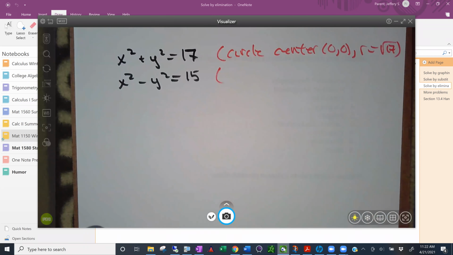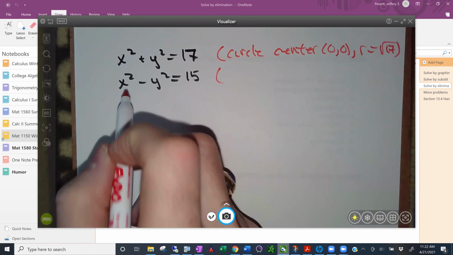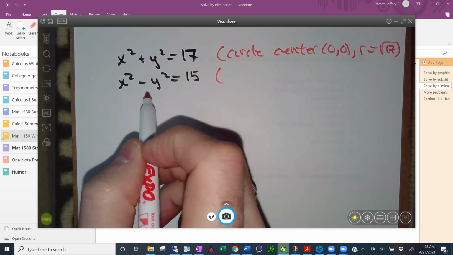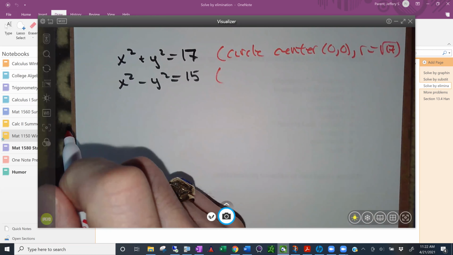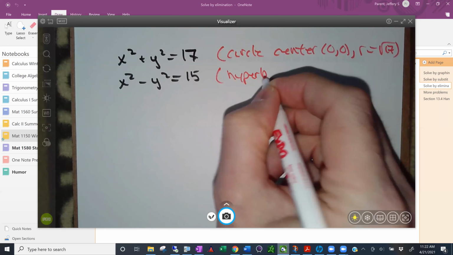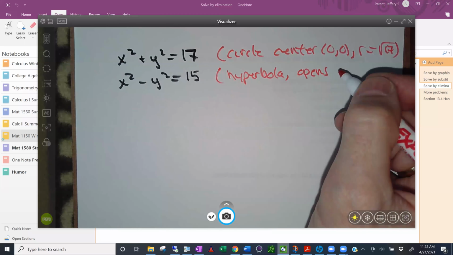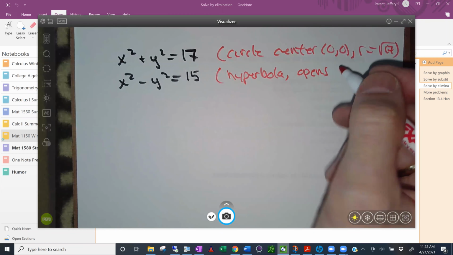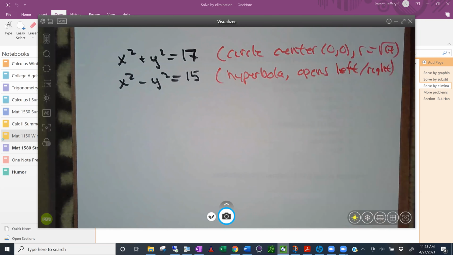Your chance for fame. Come on. Propel yourself to stardom. What graph is this? Circle, parabola, ellipse, hyperbola, line. Hyperbola. Excellent. Which direction does it open? Left and right. Perfect. Kind of like the other one, its center would be 0, 0.